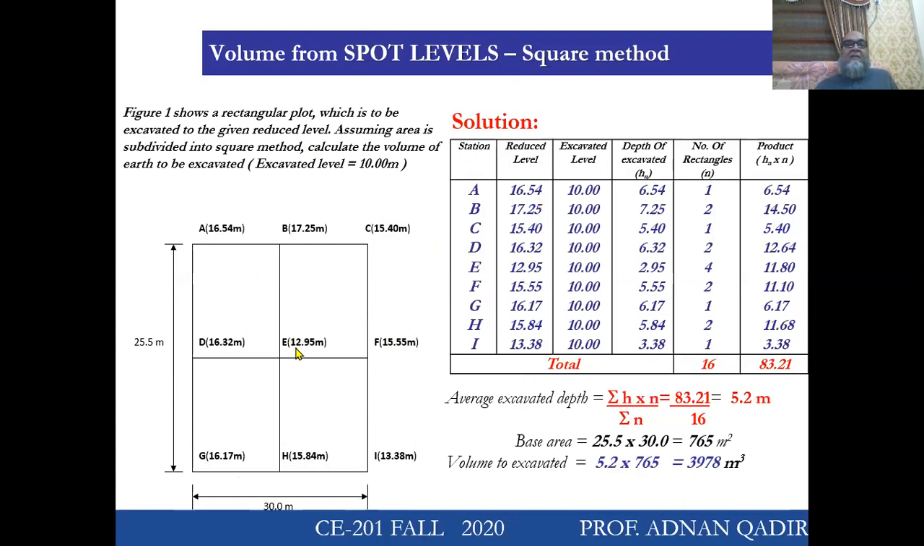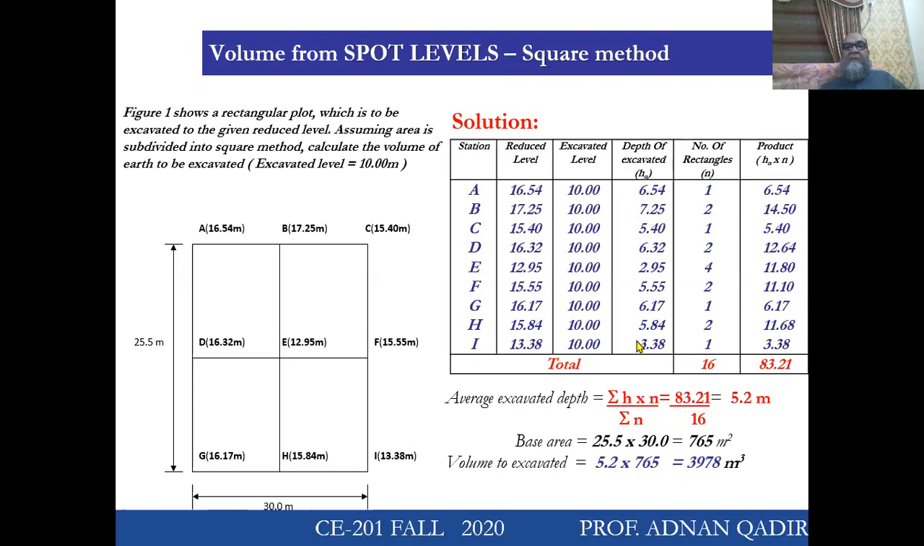For instance, E is 12.95, B is 17.25, and I is 13.38. Though the volumes are higher, you need to excavate only up to a certain level, 10 meters. So at the end, this will be the depth that will remain. So 16.54, you have to excavate up till the 10 level. This column is the difference between these two points: 16.54 minus 10 is 6.54, 15.55 minus 10, and so on. So this column is calculated.